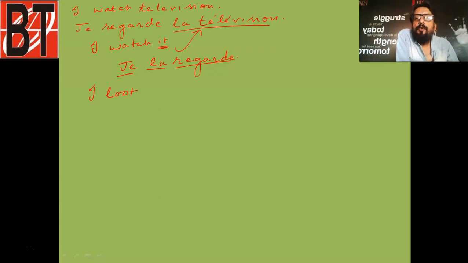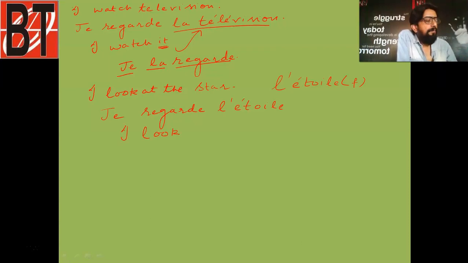I look at the star. Now star is l'étoile, and when I am writing l'étoile, it is feminine. Je regarde l'étoile. But I look at it.